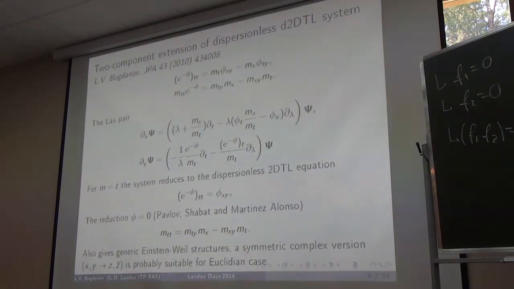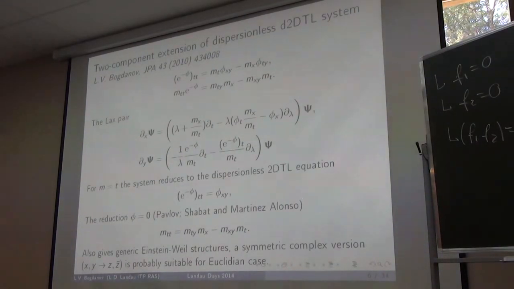And here is a system similar to the Manakov-Santini system written for the dispersionless two-dimensional Toda lattice case, which extends it to a two-component system corresponding to arbitrary vector fields. And here, one of the reductions is the dispersionless Toda lattice, and another is some equation which by its properties is similar to the Pavlov equation, and is an equation from the Shabat and Martinez Alonso universal hierarchy.